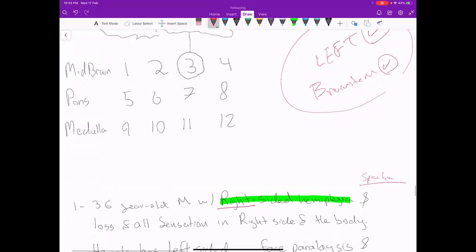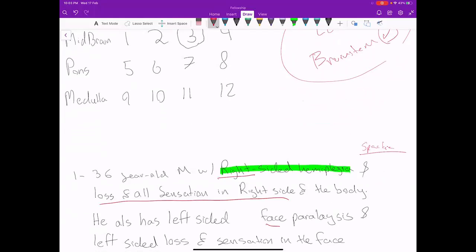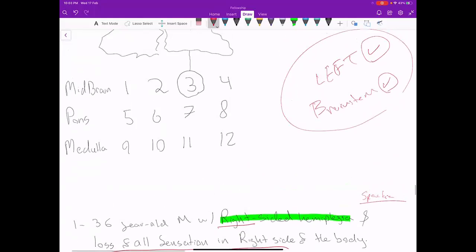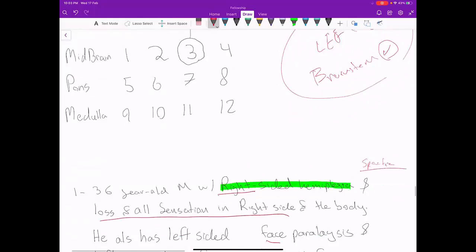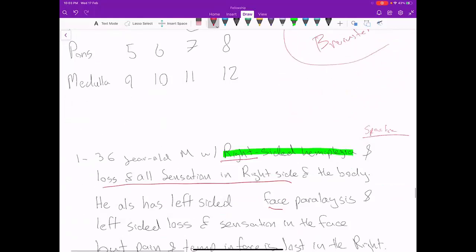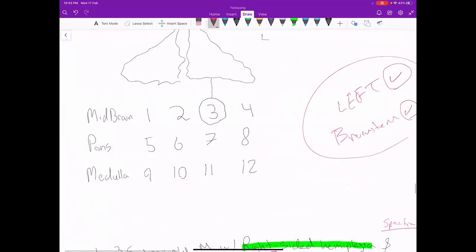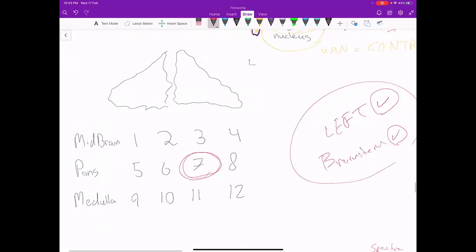Left brainstem. Okay. We also have loss of sensation in the right side of the body. Excellent. So now we confirmed. We even have another clue to tell us that we're absolutely right. We have a left-sided lesion in the brainstem. Okay, cool. He also has left-sided face paralysis. All right, one step at a time. Face paralysis. What nerve is that? Facial. And that number? 7. Okay, let me just get that out of the way. So we know the facial nerve. So maybe this is a left-sided lesion in the pons. Okay, that's what we're thinking of right now.